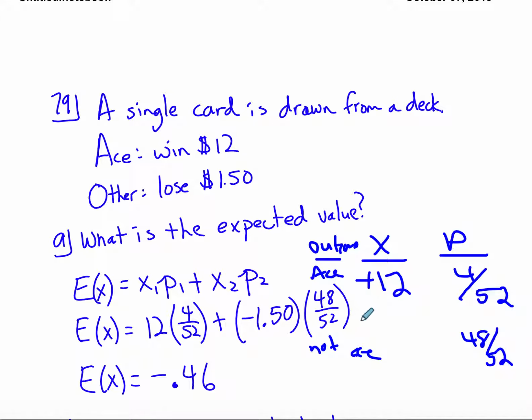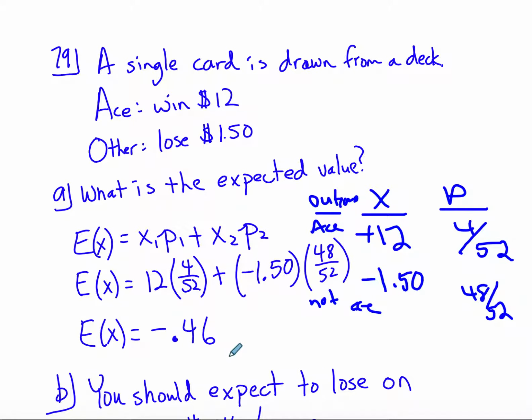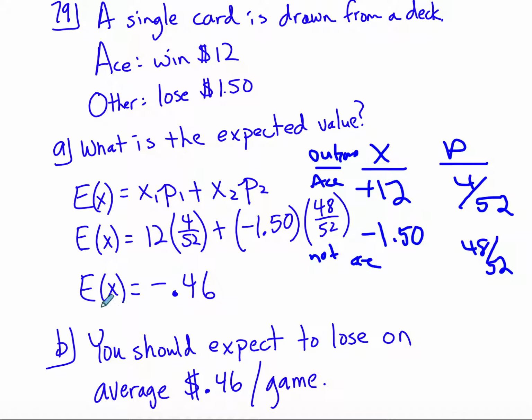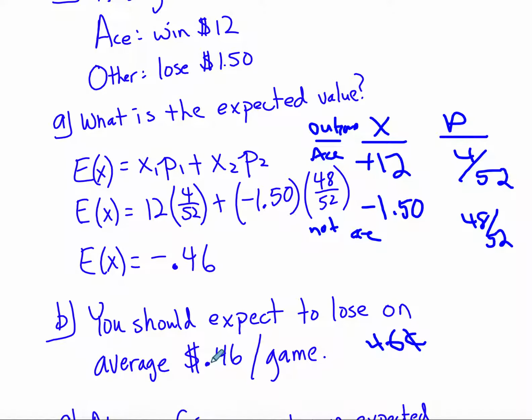If you get that, you lose $1.50, which means it goes away from you. So going away from you is negative. Positive is because it comes to you, so positive $12 and negative $1.50. Then you just multiply the 12 times the 4 out of 52, and multiply the negative 1.50 times the 48 out of 52, and add them together. Notice your answer is negative 46. That means if you play this game, you expect to lose, because it's negative, on average 46 cents per game. You can write the 46 cents this way or as 46 cents. Remember, you don't put the decimal when you write cents this way. That tells you how much you're going to lose.